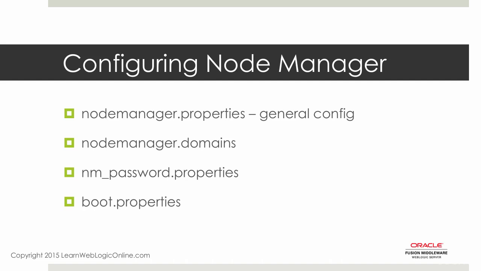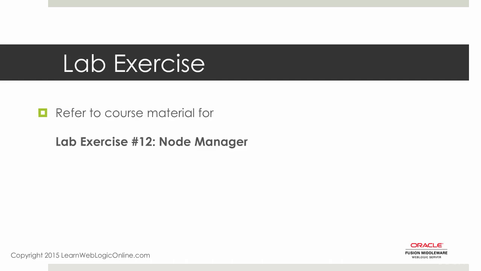Nodemanager.domains contains a list of domains that Node Manager is responsible for managing. When you create a domain using the configuration wizard, it'll automatically put an entry in this domain file. The entry is simply a fully qualified path to the domain home directory. Then there's the nm password properties file. This defines the username and password for Node Manager, and this is encrypted. This is much like the boot.properties, which is used to authenticate a managed server on boot up. And that's really it for Node Manager.